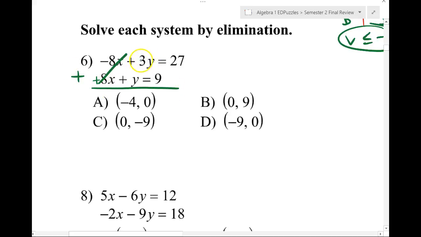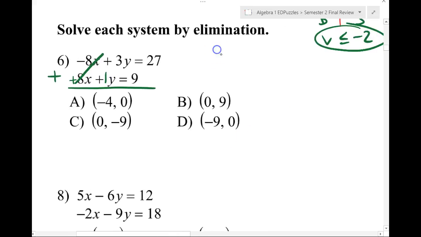Okay, so 3 plus, remember there's a 1 here, so it's 3 plus 1y. So that gives us 4y on the left. And then 27 plus 9, that gives us 36. And then we just solve the equation by getting rid of the 4. Divide both sides by 4. Y equals 9. Now usually when you do the elimination, you don't stop there. You go and find x. But let's just check to see if we can figure out what the answer is with just the y.